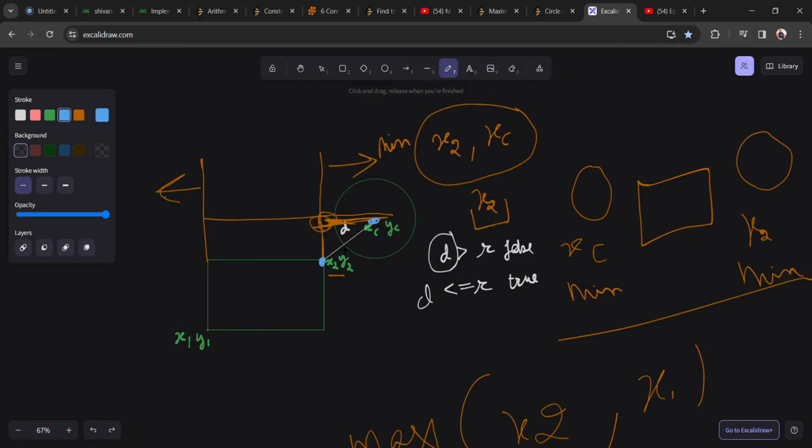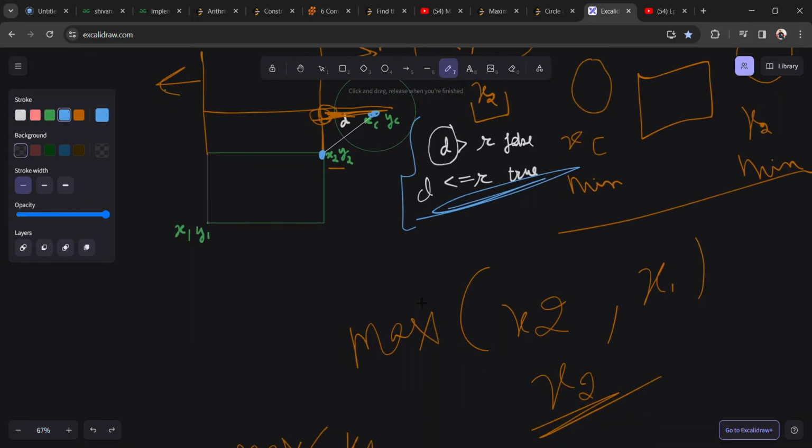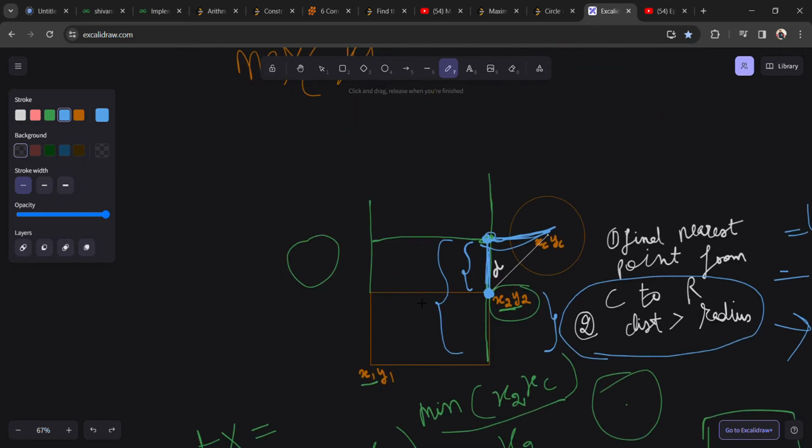Okay, or I can say we are just finding out the nearest point to the circle. Or I can say what we are doing is finding the nearest point in this rectangle to the circle, or the nearest point from the center of the circle to the rectangle. If I am able to find the nearest point, then I just need to apply this condition to check whether it is lying inside or not.